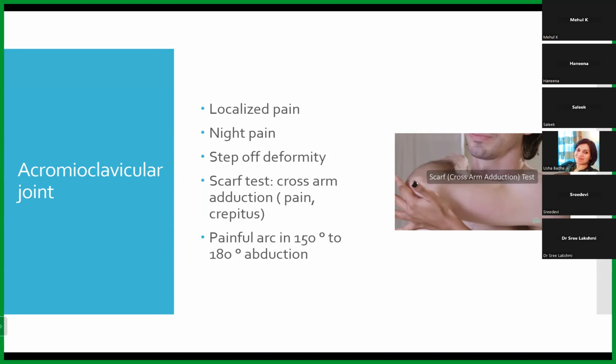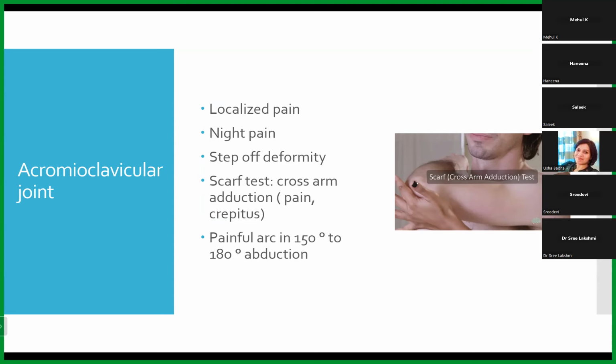Similarly, the scarf test. The scarf test is just a cross-arm adduction test. As you can see in the image, you keep the arm in that position and you apply pressure, and you palpate the acromioclavicular joint while this motion is being performed. If there is any pain or crepitations in the acromioclavicular joint, that is suggestive of acromioclavicular joint pathology.